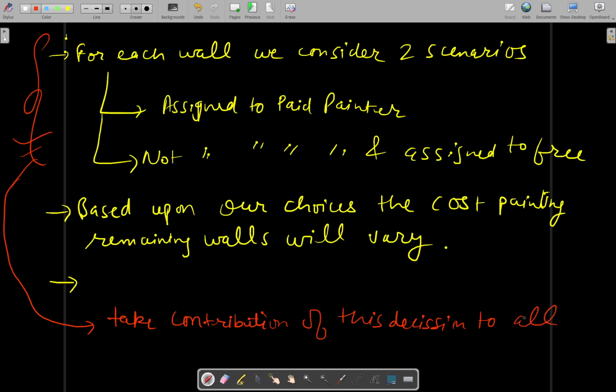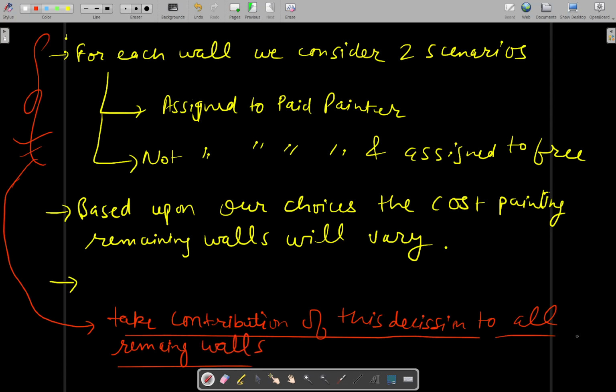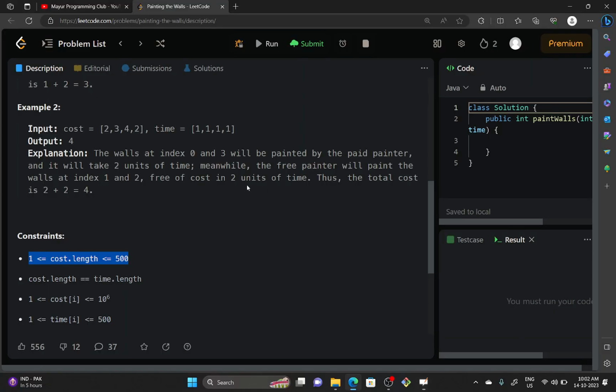All remaining walls. Okay, now let's solve the problem. It is to be mentioned that cost i is given at max 10 raised to power 6.